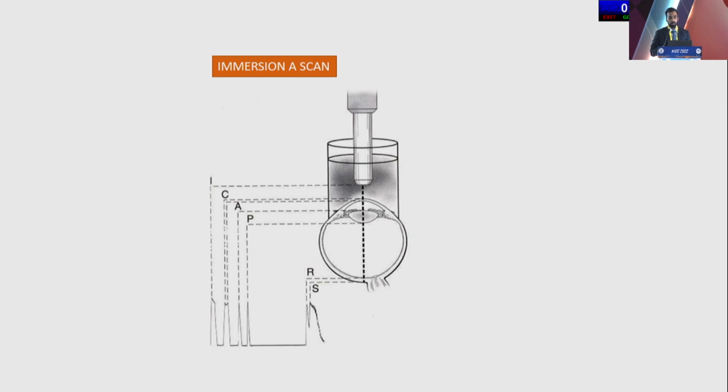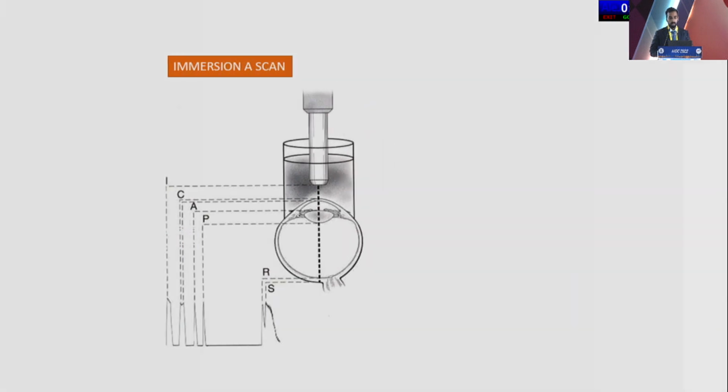So this is your typical immersion A scan. You will see here, since the probe does not come in contact with the cornea, you have an extra wave coming from the probe, and then you can see a double spike coming from the anterior cornea and the posterior cornea, following which you see the spike from the anterior lens and then the posterior lens. Then you see a line with the vitreous cavity, and then you have the spike from the retina and sclera.